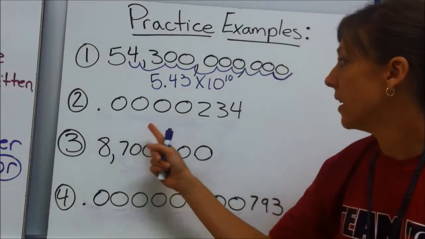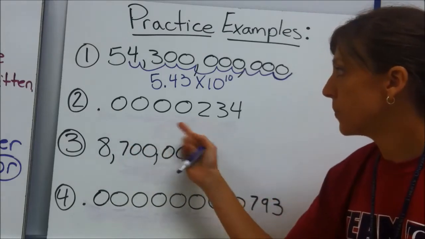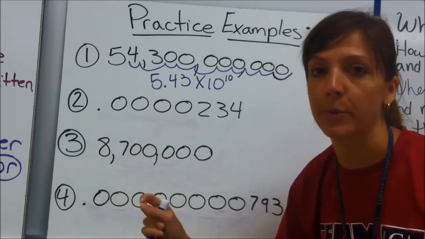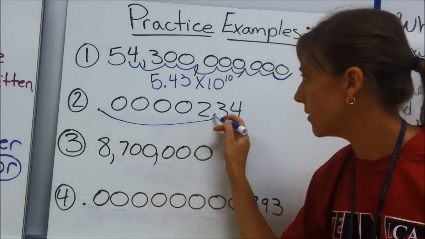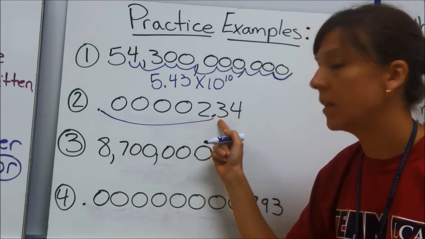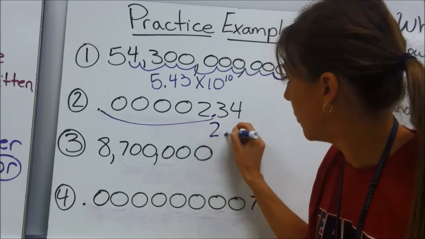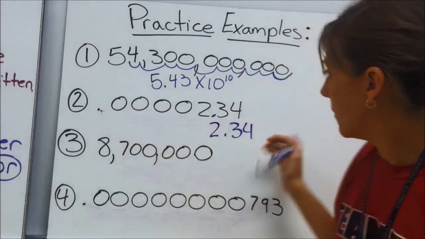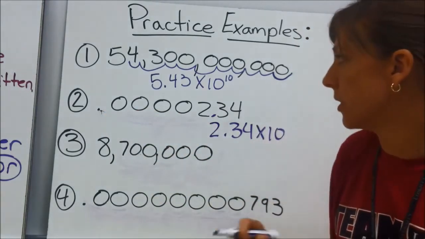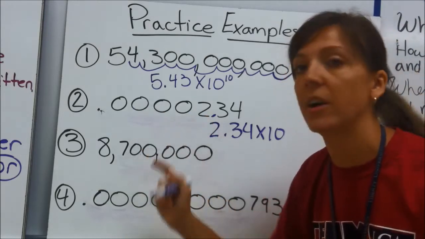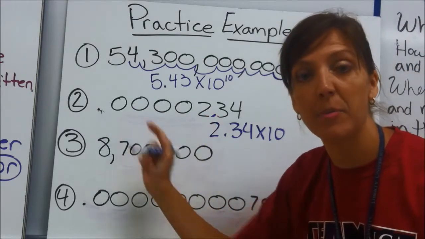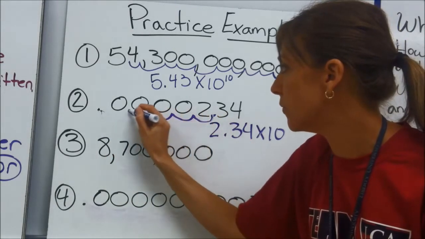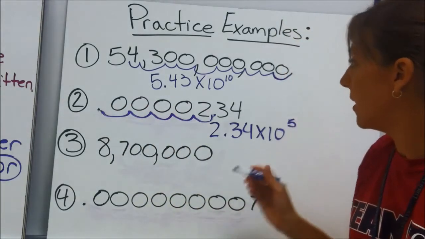Okay, number 2. Number 2 is a decimal number, and I'm looking to put one non-zero digit in front of the decimal. So I'm just going to move that decimal all the way over here, between the 2 and the 3. I'm going to rewrite my new number, 2.34, and I'm going to write times 10, because at this point we're counting zeros, or places. We're figuring out how many places we need to move that decimal to get back to the original number. So 1, 2, 3, 4, 5, times 10 to the 5th power.